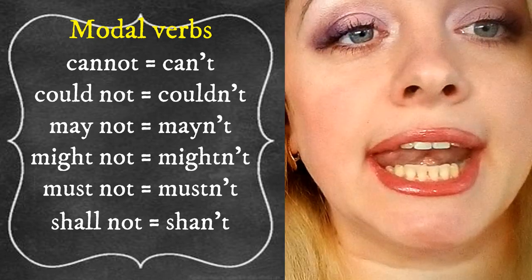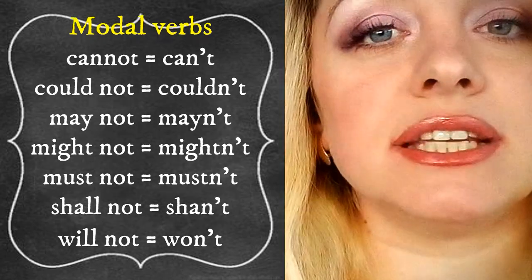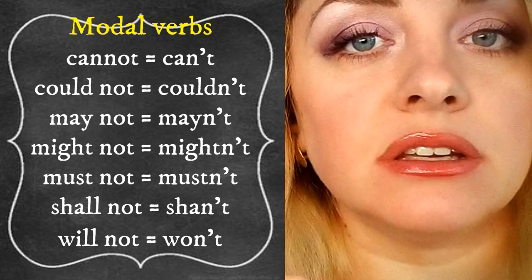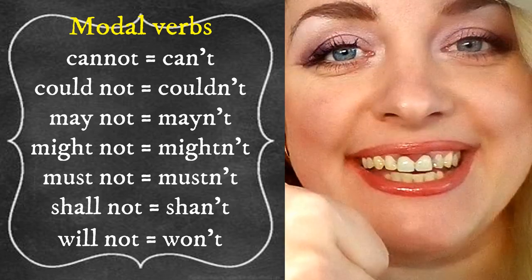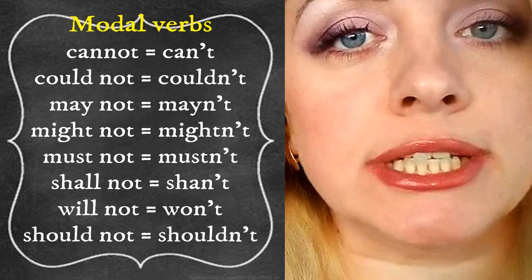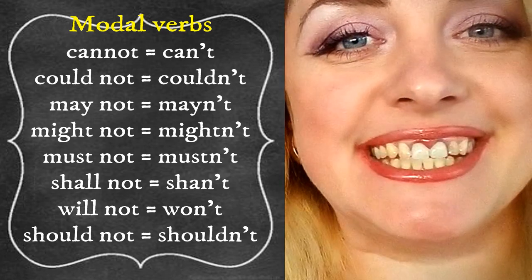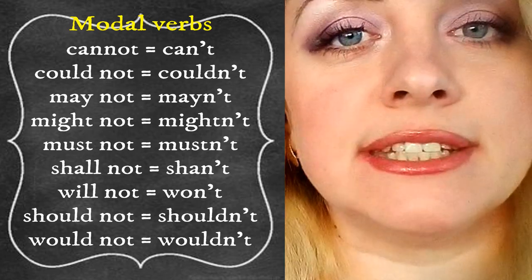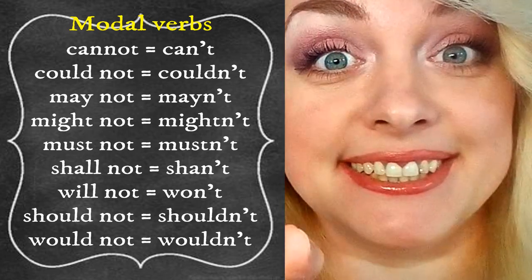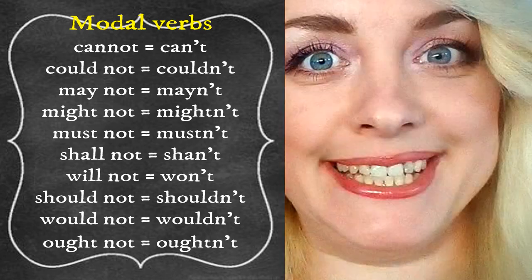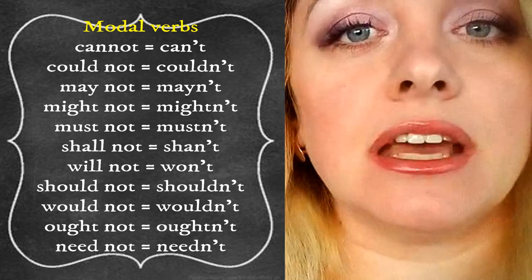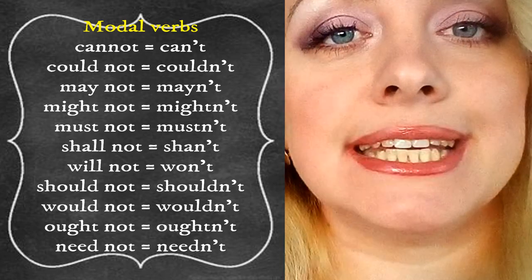Shall not. Shan't. Shan't. Great. Will not. Won't. Won't. Let's do it one more time, okay? Won't. Perfect, guys. Should not. Shouldn't. Shouldn't. Great. Would not. Wouldn't. Wouldn't. Perfect. Ought not. Oughtn't. Oughtn't. Bellissimo. And the last one. Need not. Needn't. Needn't. Great, guys.